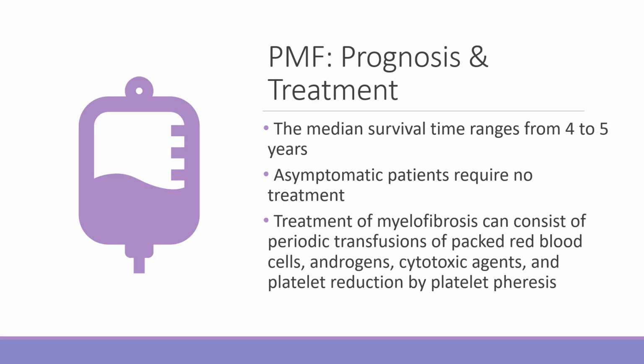Okay, so let's talk a little bit about prognosis and treatment for primary myelofibrosis. The median survival time ranges from about 4 to 5 years. And generally speaking, asymptomatic patients don't really require a treatment. We just kind of monitor them to make sure they're not transitioning into anything else. Treatment of myelofibrosis can consist of periodic transfusions of packed red cells, androgens, cytotoxic agents, and platelet reduction by plateletpheresis. So they might have an overabundance of platelets, but maybe they're not all functioning.